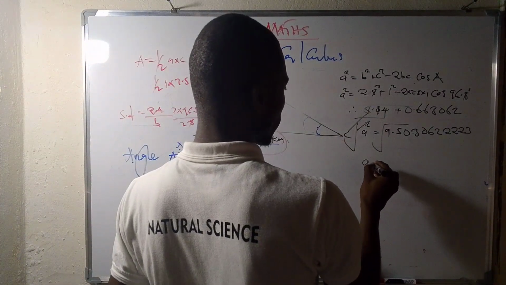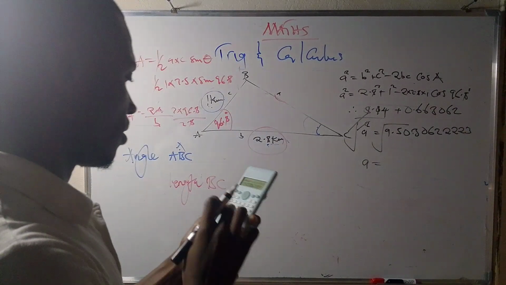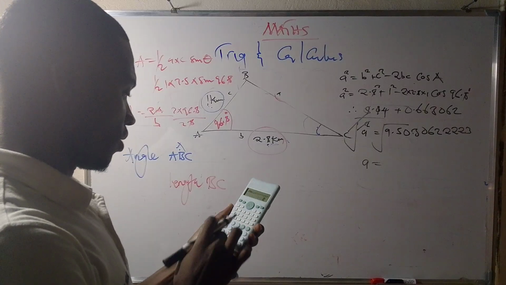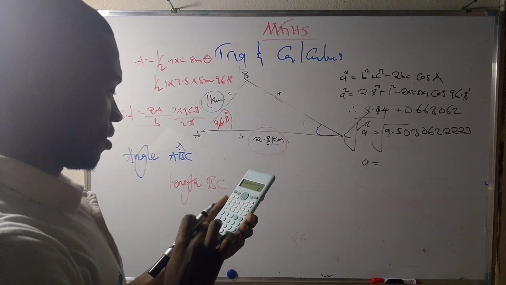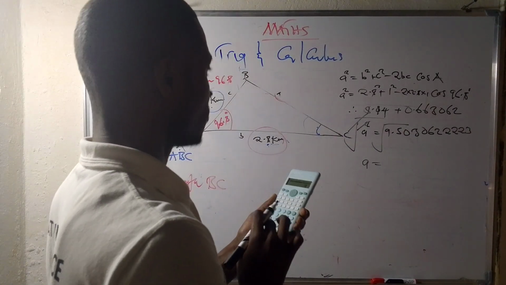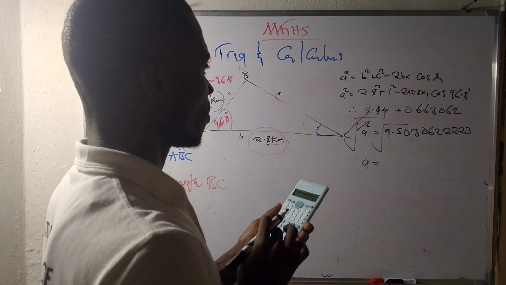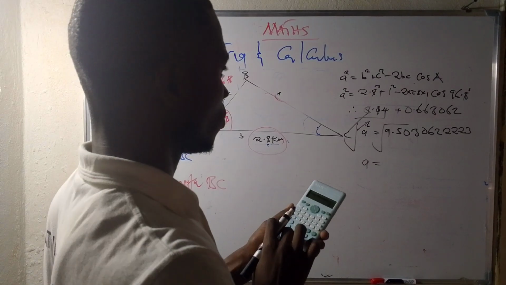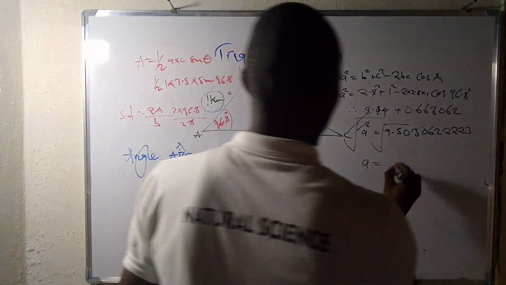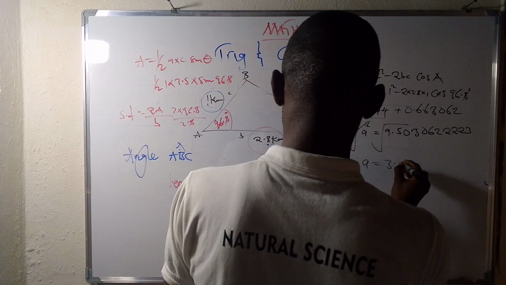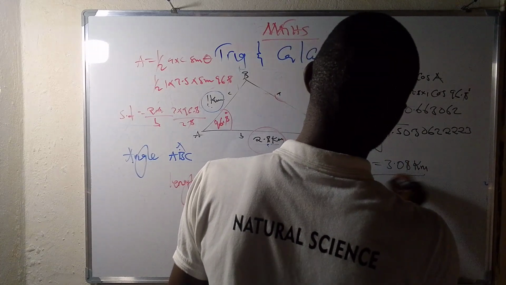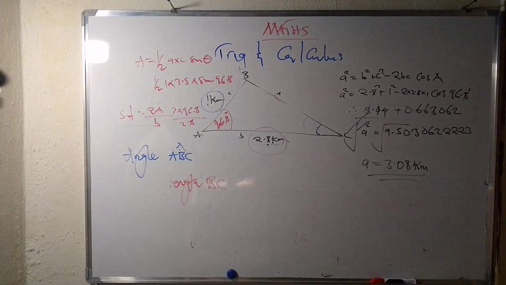So my a is equal to what? So the answer, square root of 9.503062223. So my answer is 3.08 kilometers. That is the way to do.